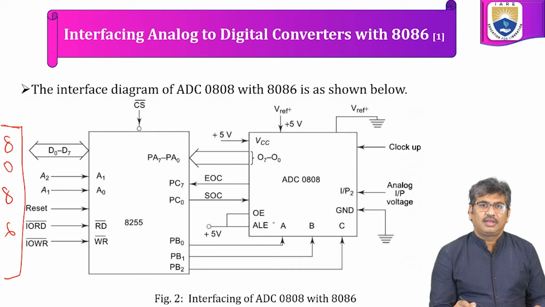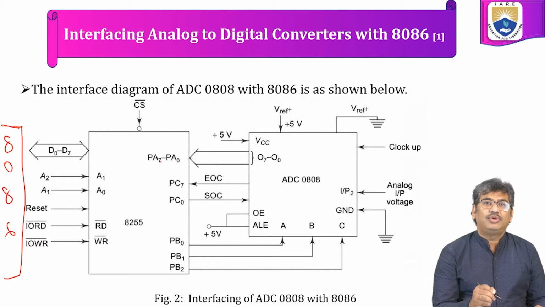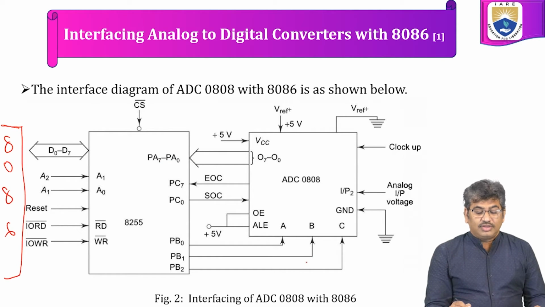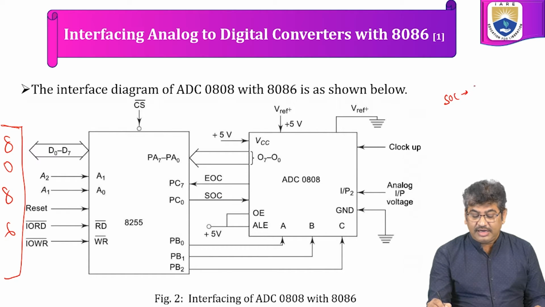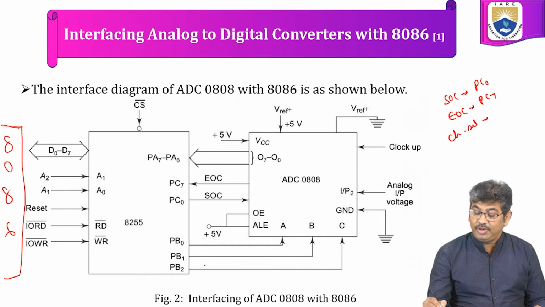EOC signal indicating end of conversion. Once the end of conversion is done, the equivalent digital values are available through the port. In this interfacing, the SOC signal is connected to port C0. The EOC signal is connected to PC7. The selection of the channel is done by setting the corresponding ABC values on port B.